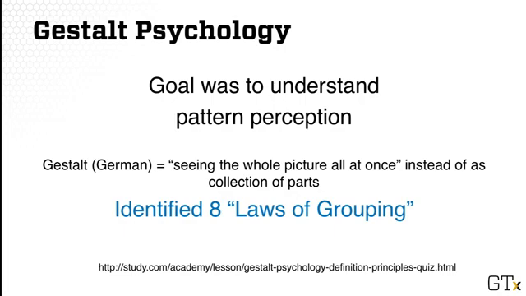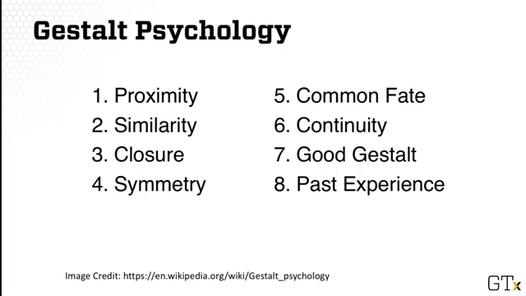And the psychology principle identifies 8 laws of grouping. They are grouping by proximity, similarity, closure, symmetry, common fate, continuity, good gestalt, and past experience. So what does that mean? We'll go through each one, and we'll start with proximity.